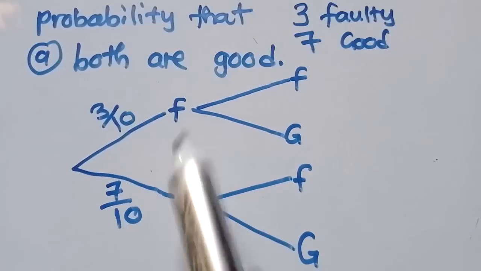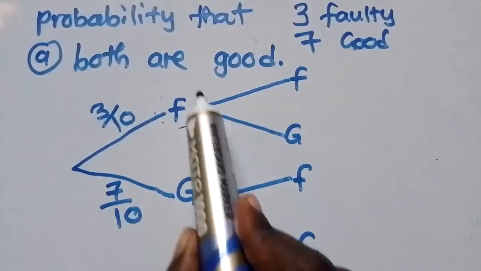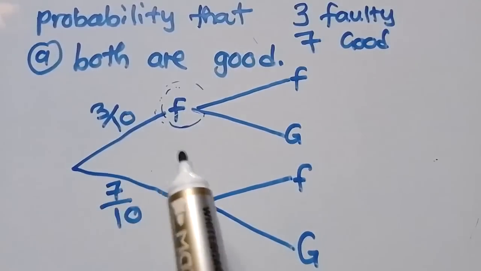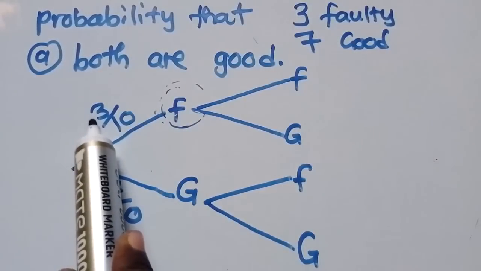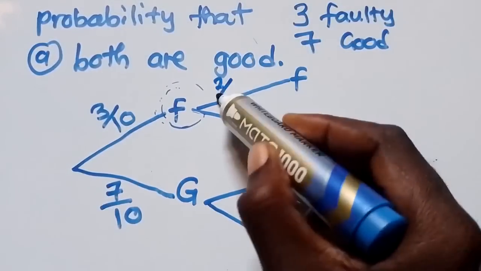This is what you're going to do. So you proceed and go here. So when you go on this branch, you are going to assume that the second one which was picked was faulty. So it means from the 3 which are faulty, you get one remaining with 2. So you are going to remain with 2. Then you say over.